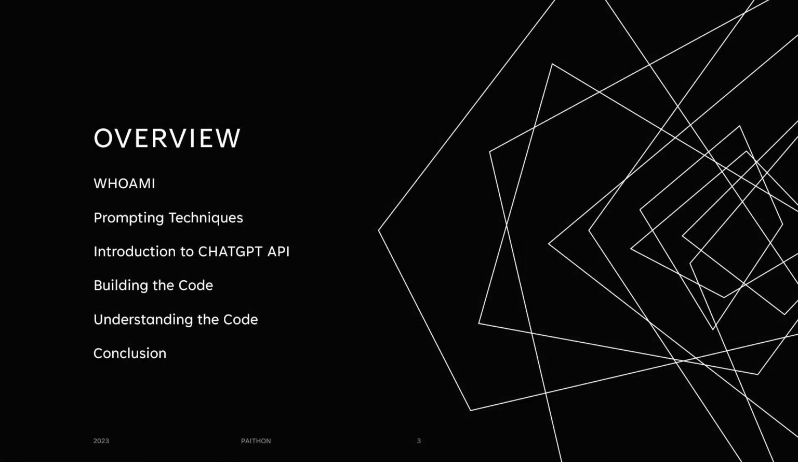So let me just do an overview of today's talk. It's a little long, about 50 minutes currently. First part, I'll just introduce who I am. Then I'll go through some prompting techniques relevant to the current syllabus. Then I'll be introducing the ChatGPT API to build your own web apps. Then after that, I will build some code. Then we will try to understand the code together. Then after that, we will use ChatGPT to write a conclusion.